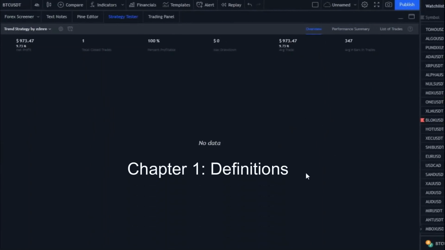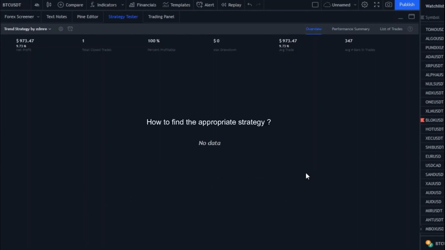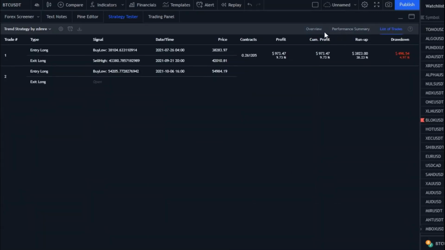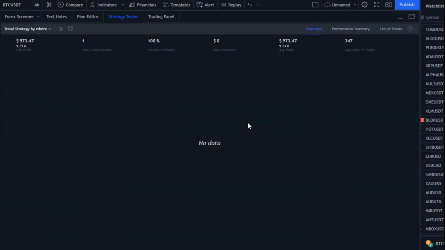Hello everyone. In today's video, we will talk about how to find the appropriate strategy, how to backtest it, and how to identify faults so that we can improve it. We will also explain this panel and the meanings of these words. What does it mean, how do we use it, and how do we read it? All this will be in today's video.